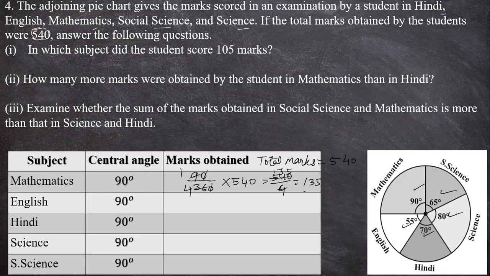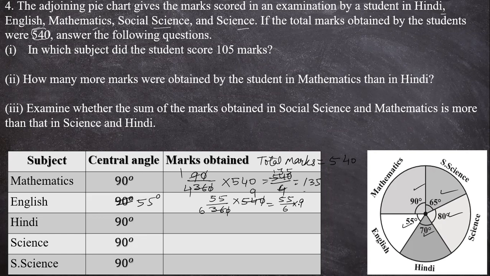Okay, for English it is not 90. For English it is 55 degrees. So now 55 degrees divided by total degrees 360 into 540, right? Now you can simplify this, 0 to 0 cancel out. Now 6 sixes are 36, 6 nines are 54. This can be further simplified. I am writing it once again so that you will understand: 55 by 6 into 9.